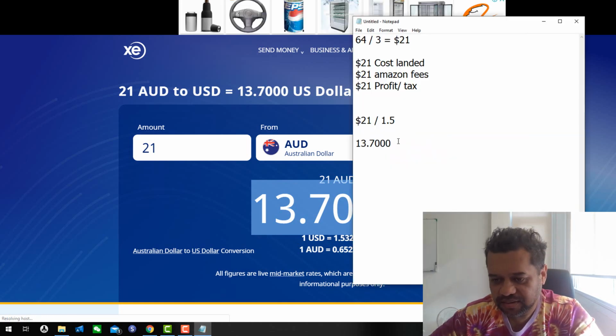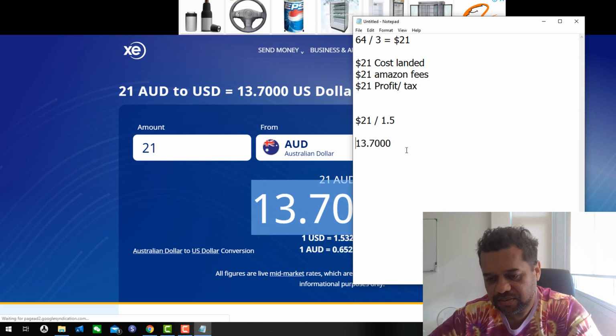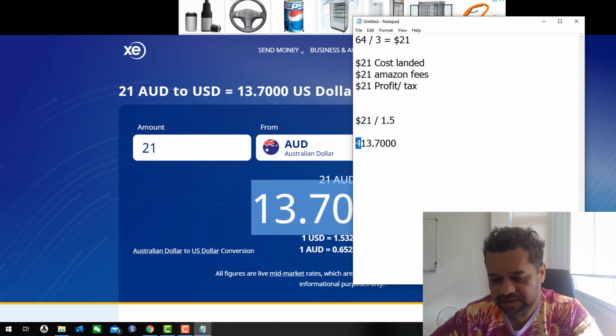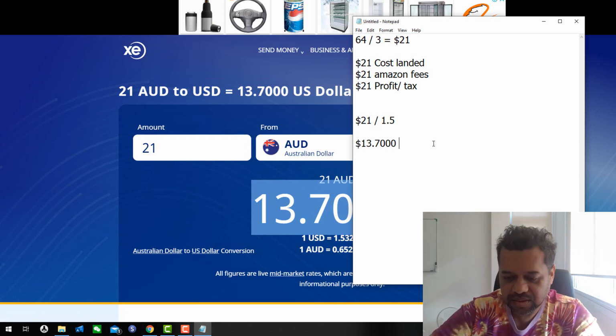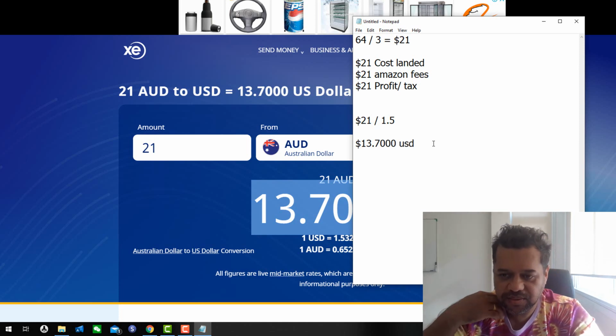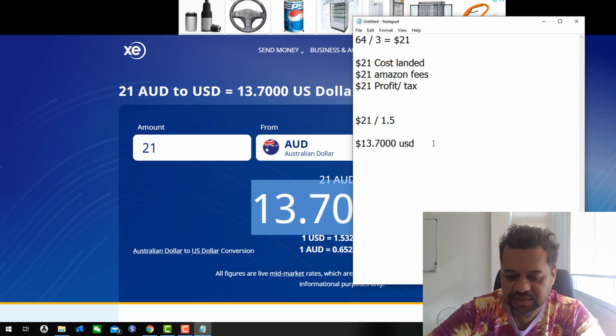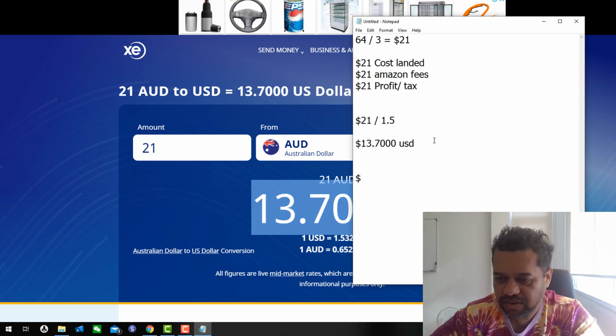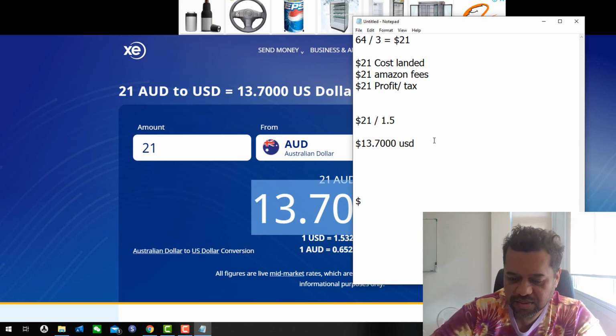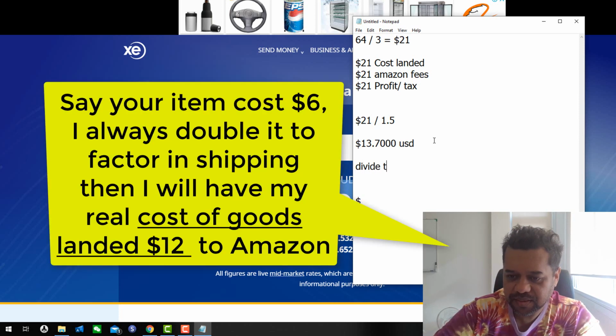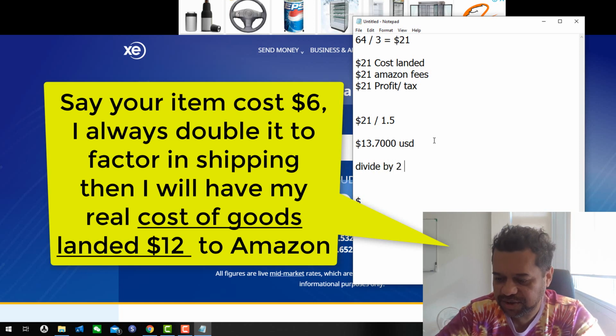Now, you still need to pay for landing costs, USD. So this actual product needs to be at least, what's 13 divided by 2? I always divide this by 2, okay? Because you're gonna have to pay for the shipping as well.